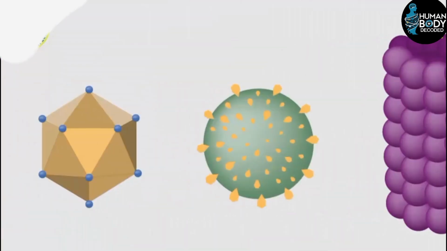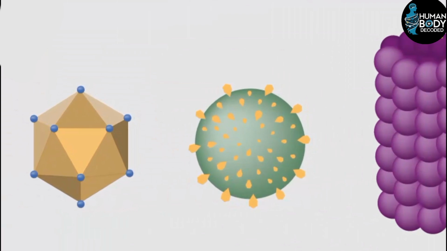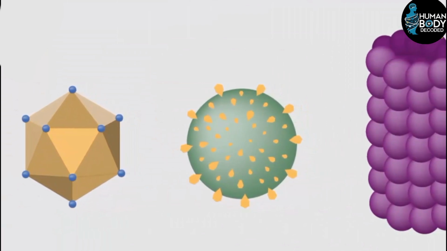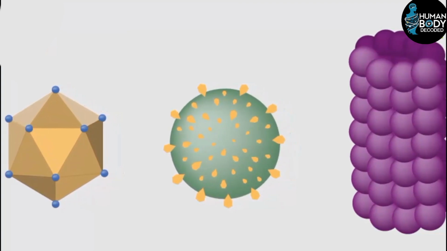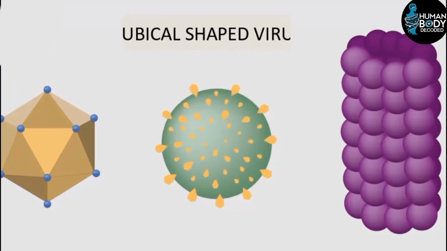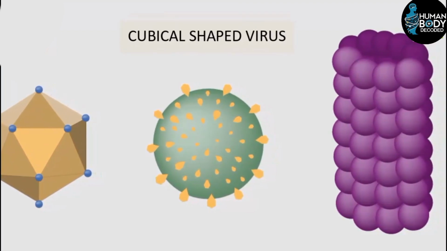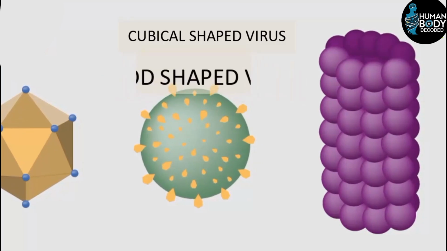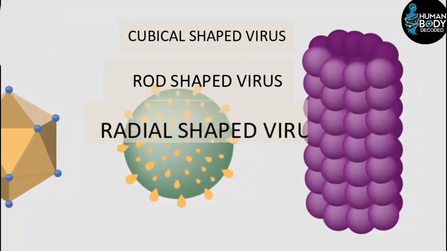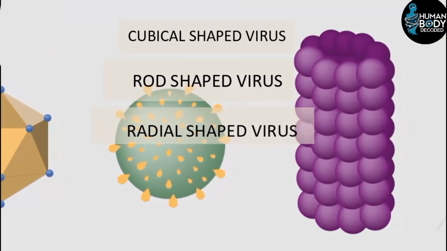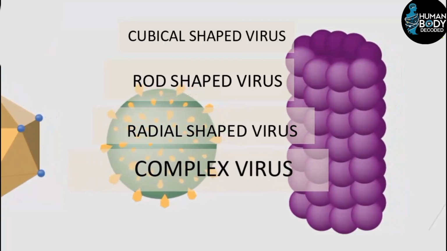The second classification is based on the structure of the virus. The structure of viruses has four types. The first is cubical-shaped virus. The second is rod-shaped virus. The third is radial-shaped virus. The fourth is complex virus.